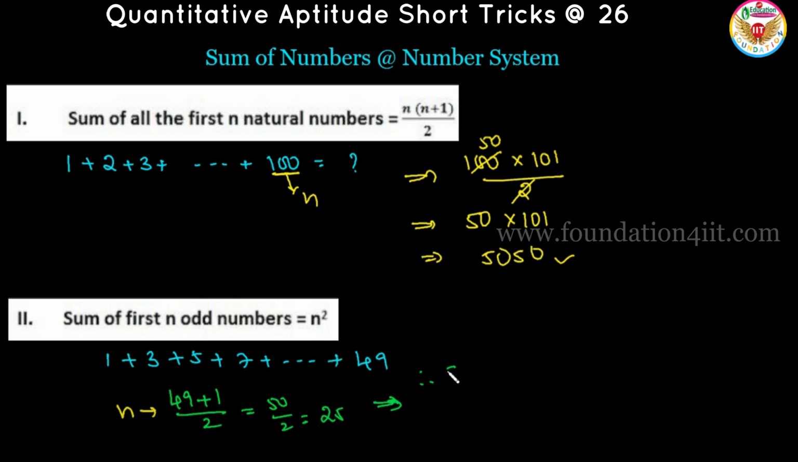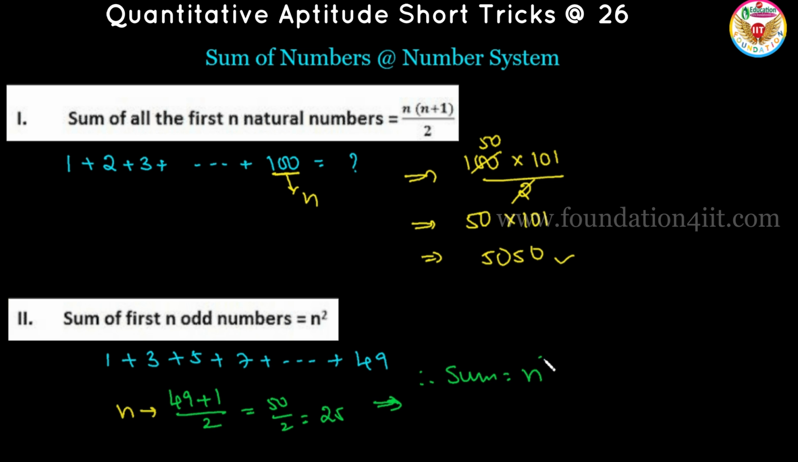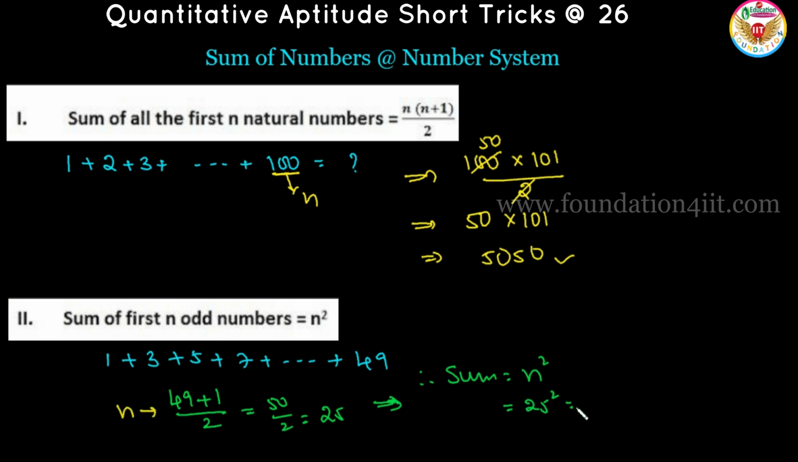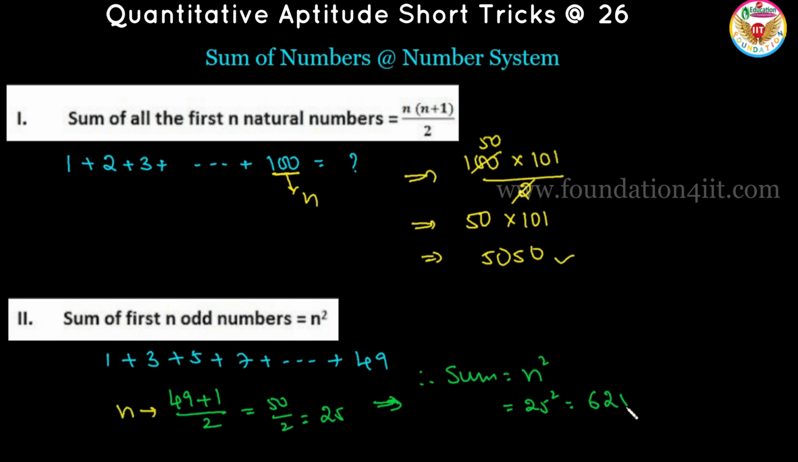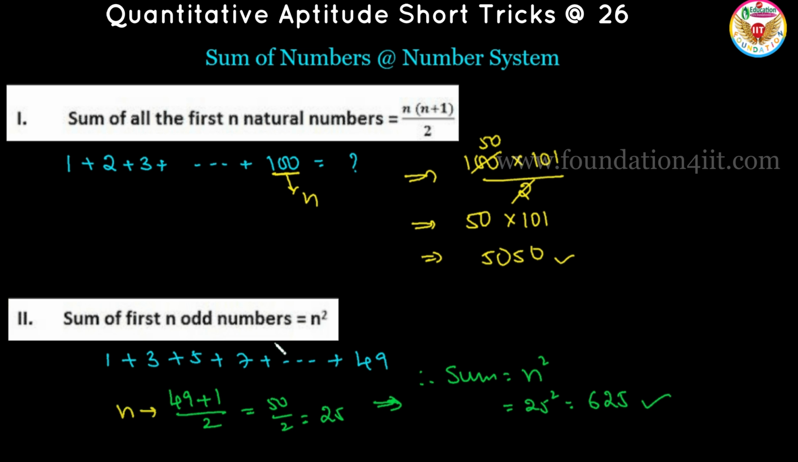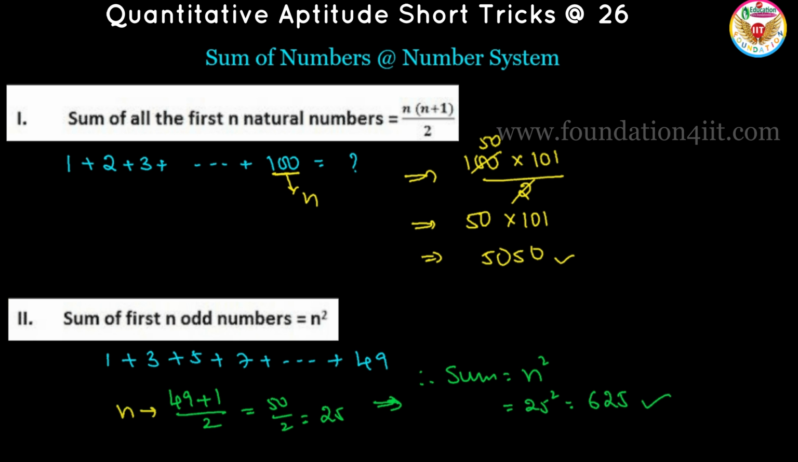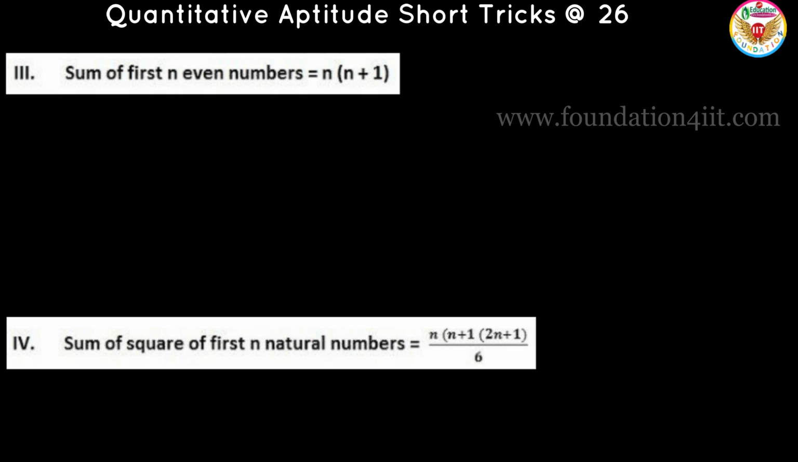Therefore the sum is n square. So 25 square, 25 into 25, 625. Okay, this is the way for the sum of the first odd numbers. The n is the last number plus 1, divided by 2. You remember. Next we have the continuation formulas.